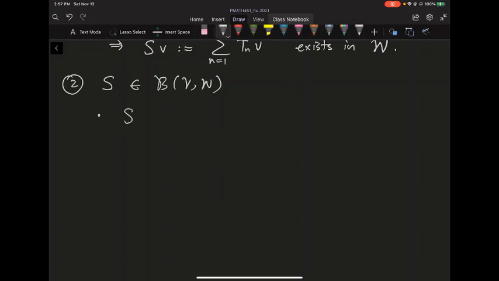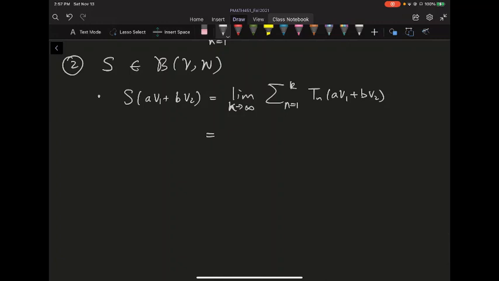So if I evaluate S of A times V1 plus B times V2, where A, B are just scalars, by definition this is just the limit as K goes to infinity of the K-th partial sum of Tn of the vector. This is the definition of S. This partial sum converges because it's Cauchy, as we proved just now.